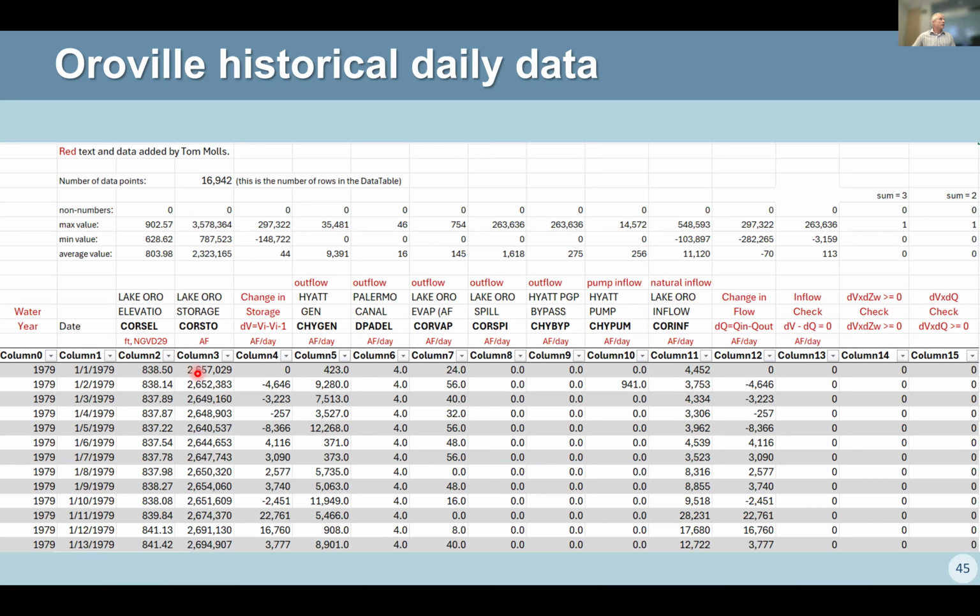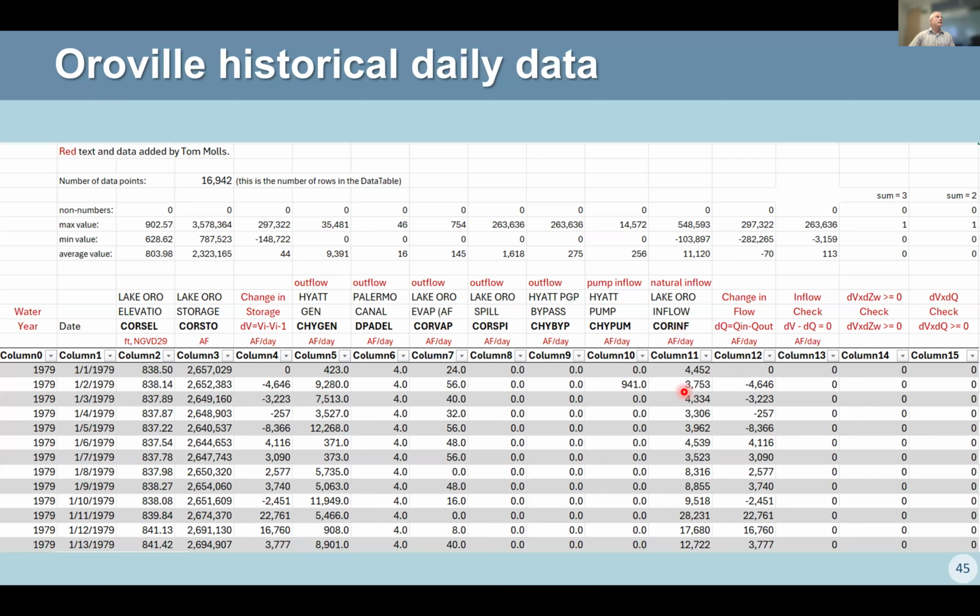If you know what's happening every day to the water surface elevation in Oroville, you also know what's happening to the storage because you have that storage elevation curve. We know how much water is coming out of Hyatt. It's the power generation. If you open up the spillway, you know how much water is coming out of there.